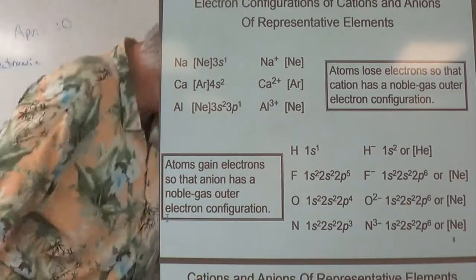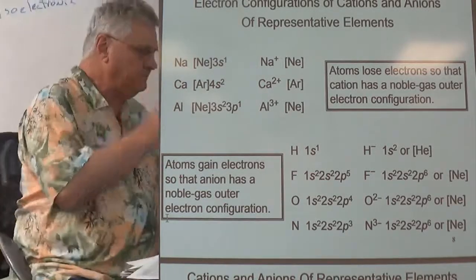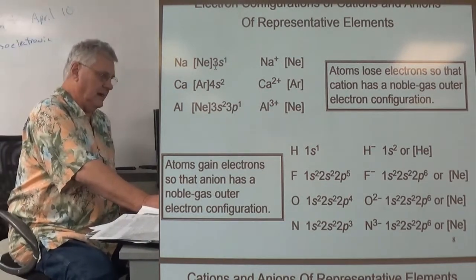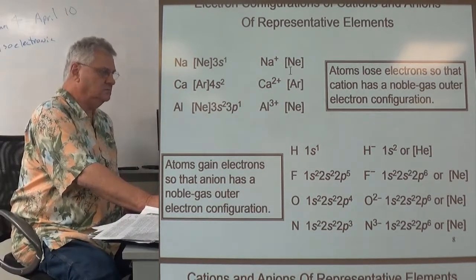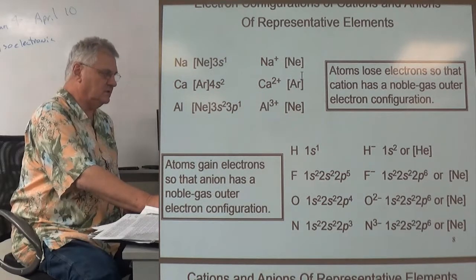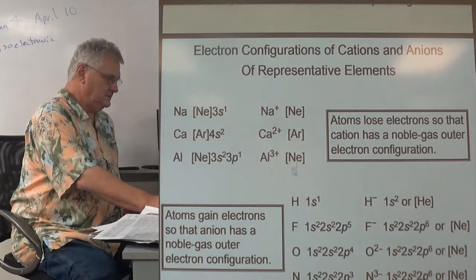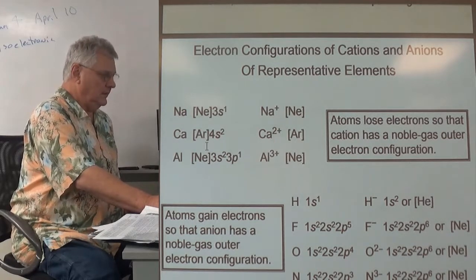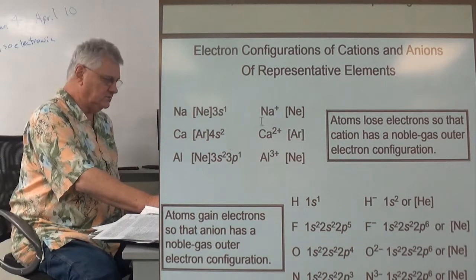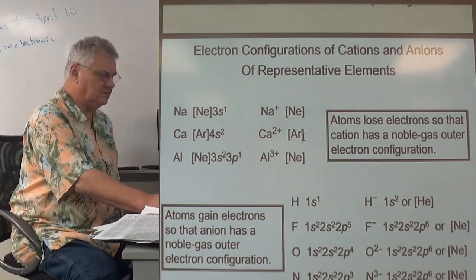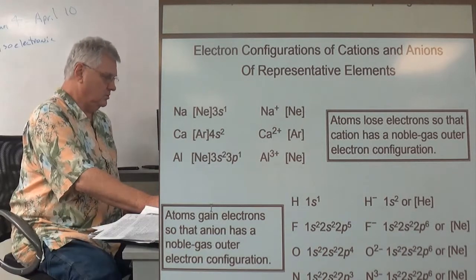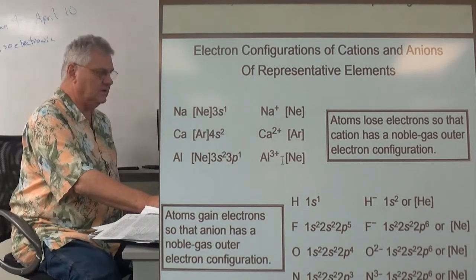Well, here it shows you some other examples, I guess. Actually, most of these are the same. Sodium atom, it loses one electron, has a +1 charge, it has electron configuration same as neon. Calcium, its electron configuration is argon 4s2. If it loses 2 electrons, it's going to have the same electron configuration as the noble gas argon. Aluminum loses 3 electrons.